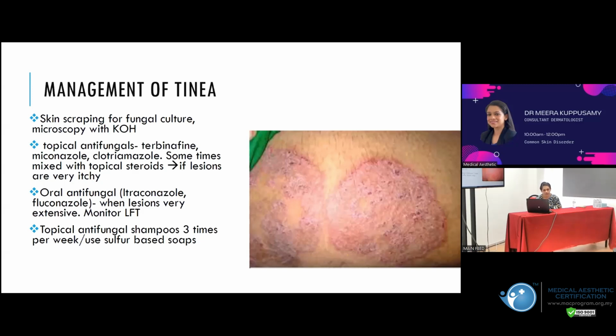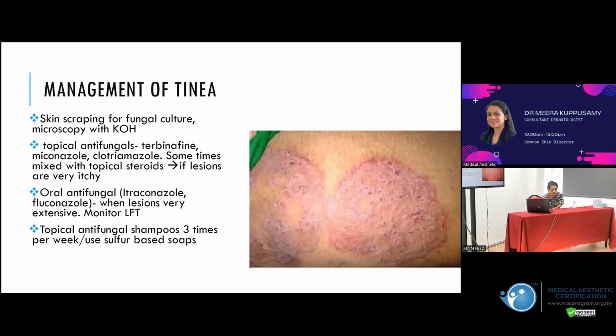Itraconazole, we will give a dose of 200 mg daily for 2 weeks. Fluconazole, we will give 1 tablet weekly for 3 weeks. Sometimes you may need longer treatment depending on how extensive the skin lesion is. And then you can monitor the LFT. If the patient has comorbidities or fatty liver, better you monitor the LFT.